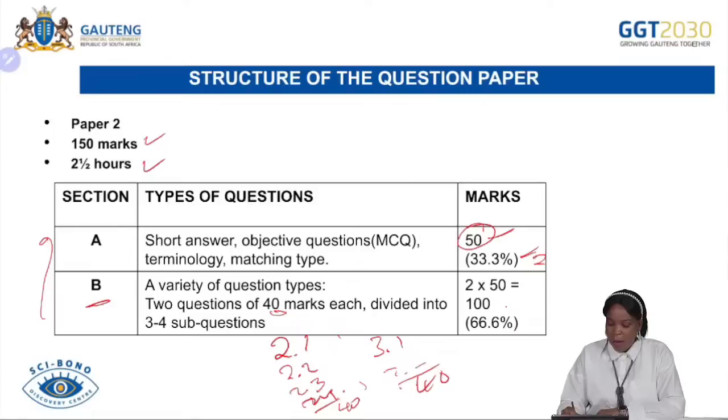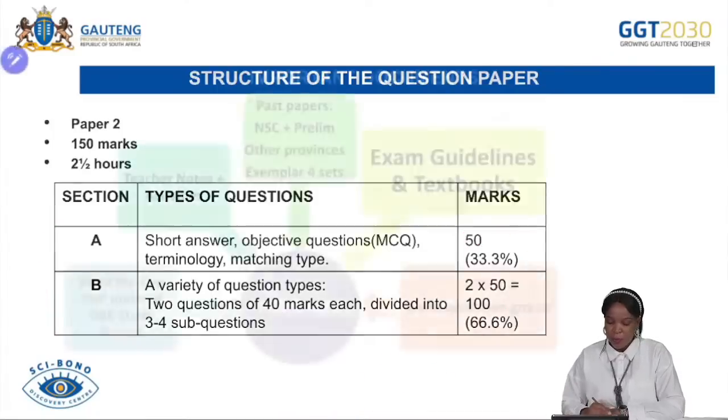Then it amounts to 66.6% of the entire paper. So if you already scored 33.3% on that section A, then you can still score, let's say you score 40% out of the 60. You already had a better chance of passing this paper. So please expect the questions in this format. We no longer have section C.